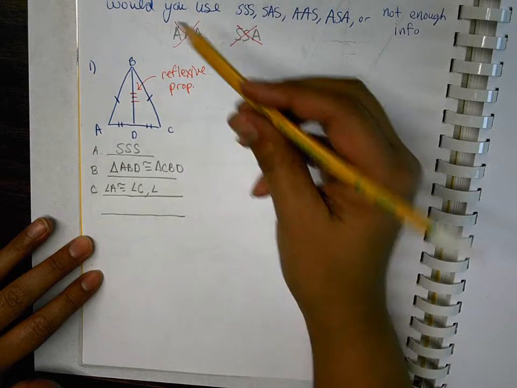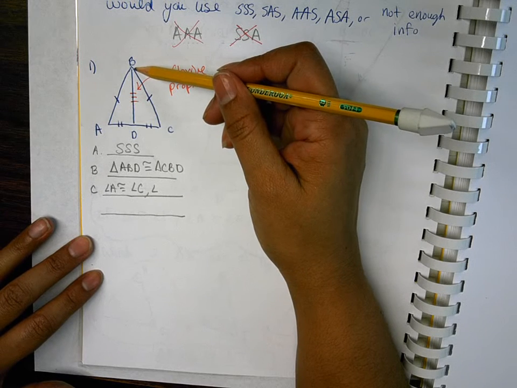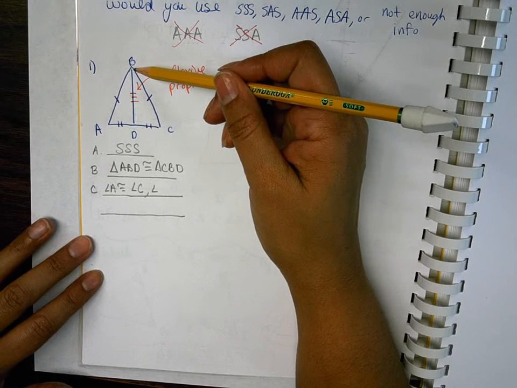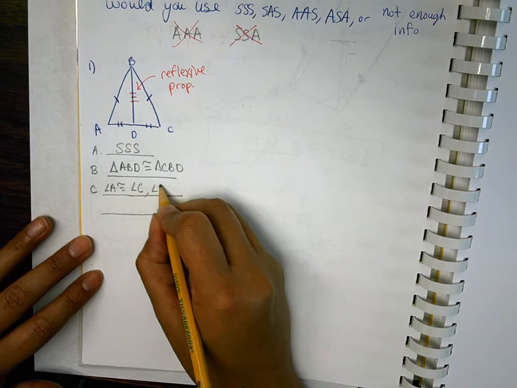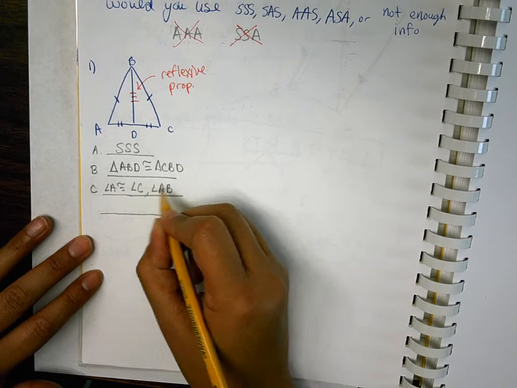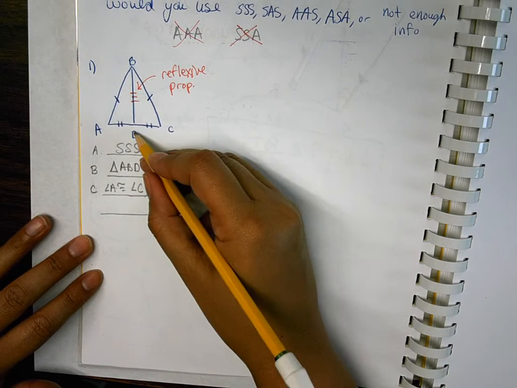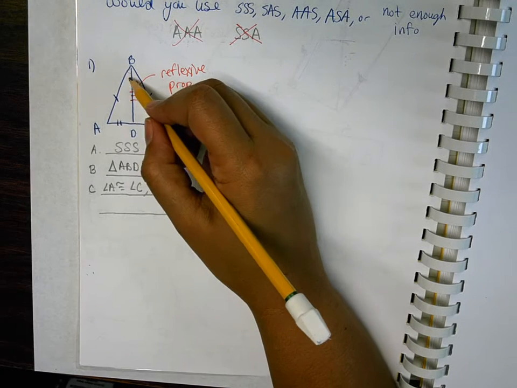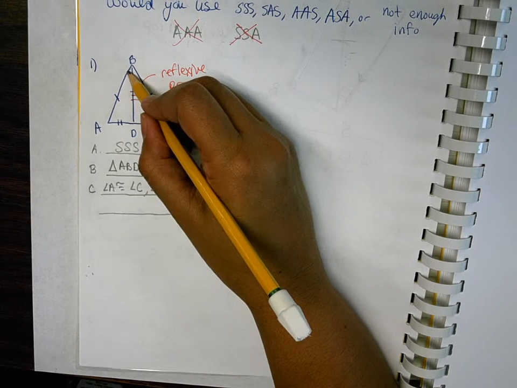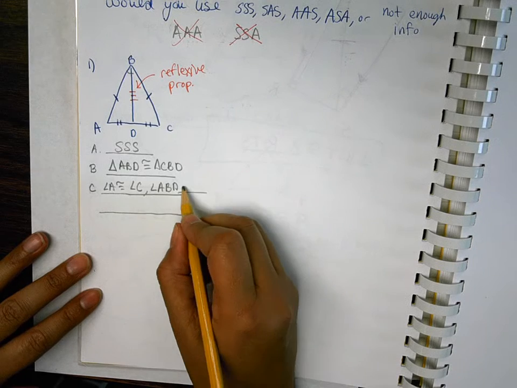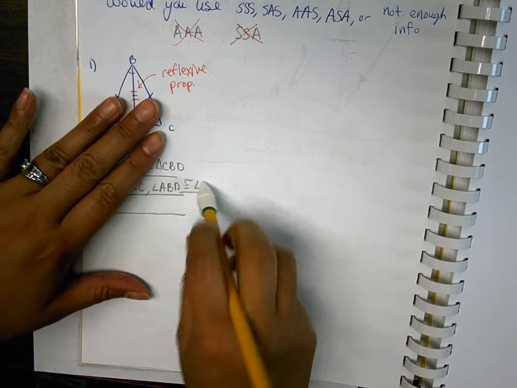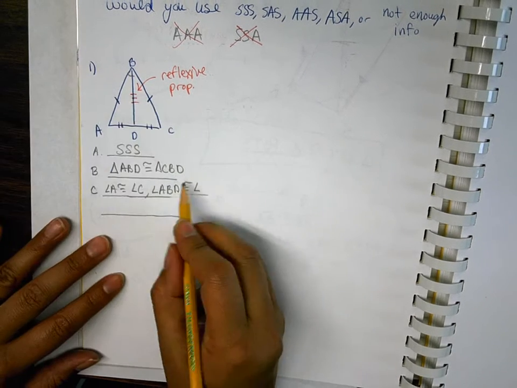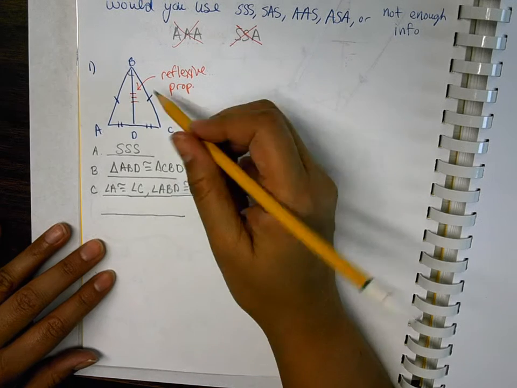Can I call this one up here angle B? I cannot. I have to call it angle A, B, C, or D? D, because I want the little one here. If I go A, B, D, it's the bigger one. Okay, so angle ABD is congruent to angle CBD.